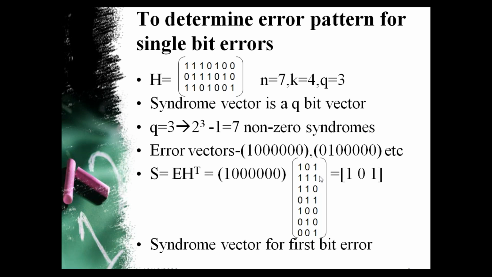If we calculate the syndrome vector corresponding to the seventh bit, then the syndrome vector will be 0 0 1. That is, it is the seventh row of the H transpose matrix. That is, if it is a first bit error, then the syndrome vector will be the first row of the H transpose matrix. If the error occurred in the second bit, then the syndrome vector obtained will be the second row of the H transpose matrix.